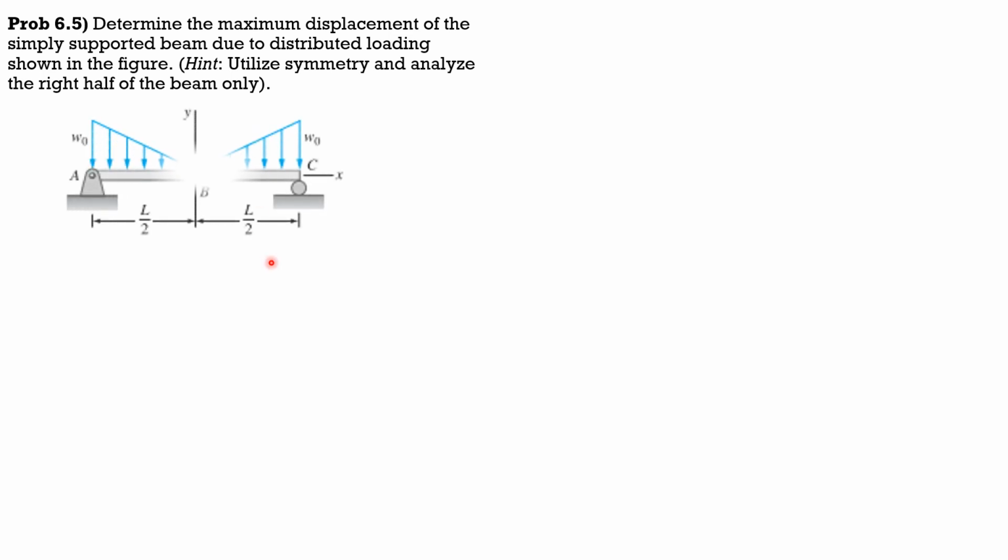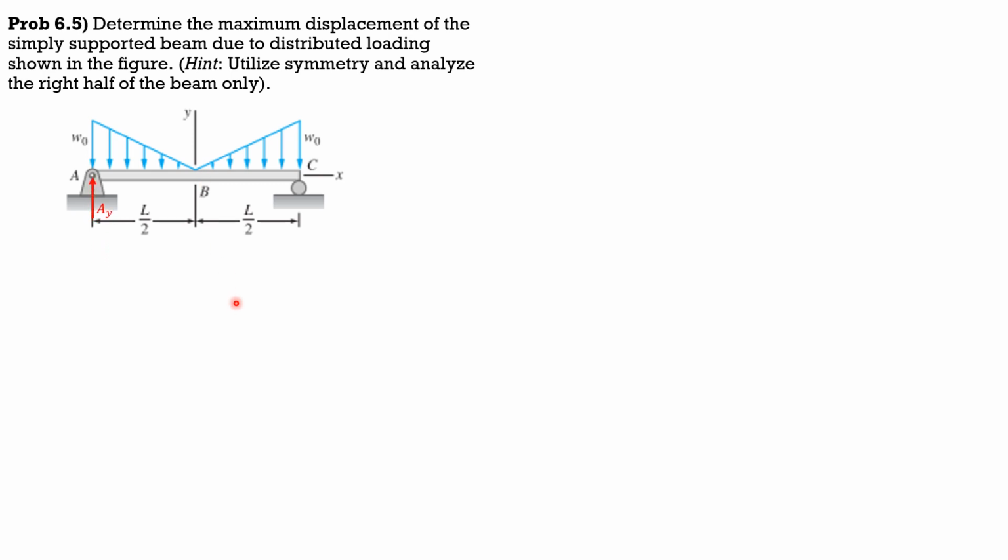Determine the maximum displacement of the simply supported beam due to distributed loading shown in the figure. We are given a hint: utilize symmetry and analyze the right half of the beam only. Because of symmetry, we expect that the maximum deflection occurs at B, at the center of this beam. Therefore, by symmetry, the tangent to the elastic curve at B is horizontal, so the slope is 0, and the maximum deflection is expected at B, at the center.